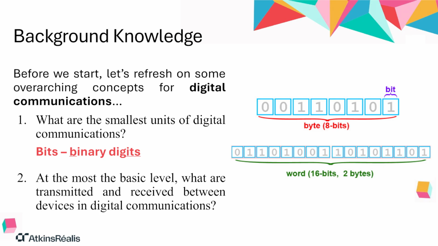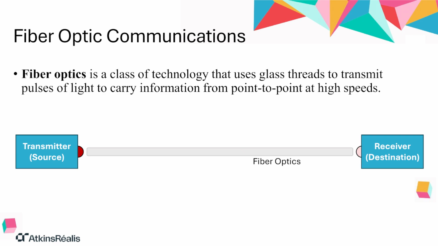Okay, got it. Bit is on or off, 0 or 1. Group 8, you get a byte. So with that foundation, let's connect it to the core definition. You said fiber optics uses glass threads to transmit high-speed pulses of light carrying information. So how does that become these zeros and ones? How does that translation happen? Yeah, it's actually a pretty elegant process when you break it down.